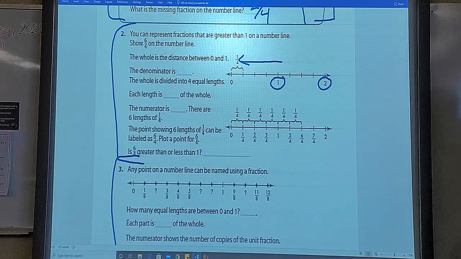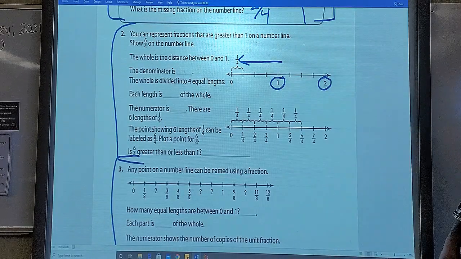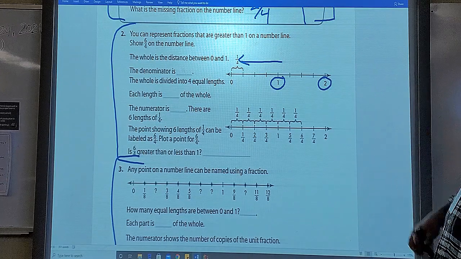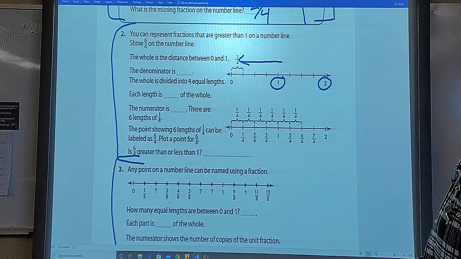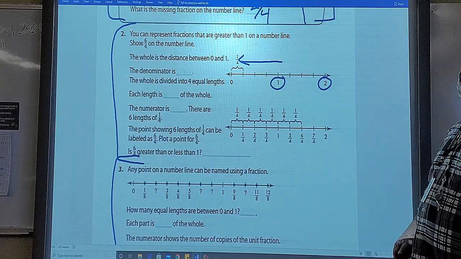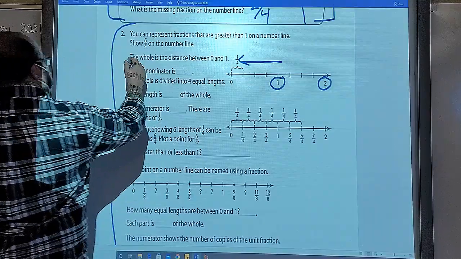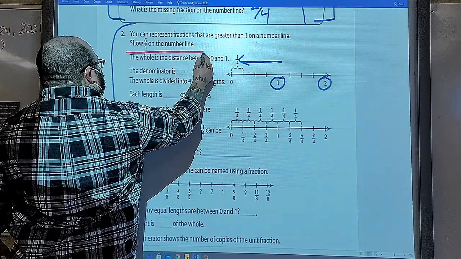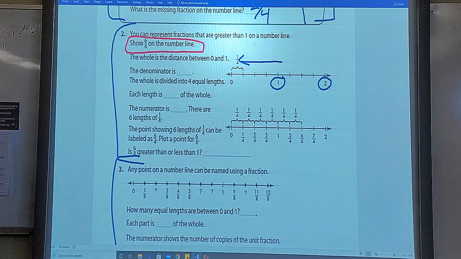Still have them? Okay. Allie, read this top line to us. Read it nice and loud. I should not hear any sounds. You can represent fractions that are greater than one on a number line. So this is obviously what they're trying to get us to. Show 6/4 on the number line.